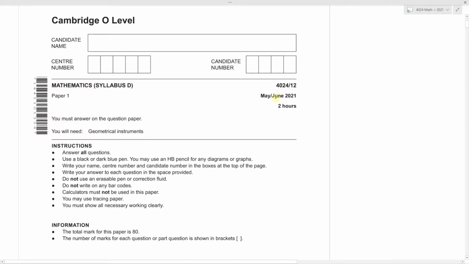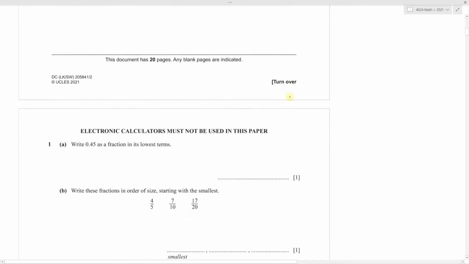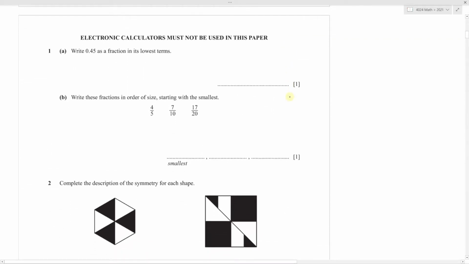In this video, we will solve O-Level Math, paper 1-2 for May-June 2021. So let's start with question number 1. Part A is write 0.45 as a fraction in its lowest terms.